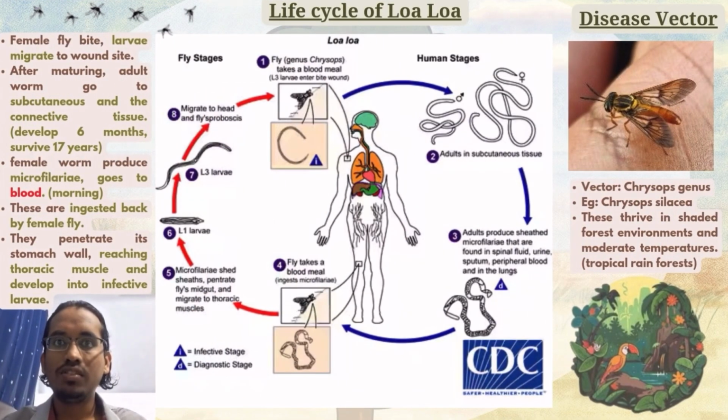Once inside the host, the larvae mature into adult worms in subcutaneous tissues, producing microfilariae that circulate in the bloodstream. These adults can migrate under the skin and across the eye, causing discomfort. The life cycle involves larvae developing in the fly's midgut and muscles before infecting humans.